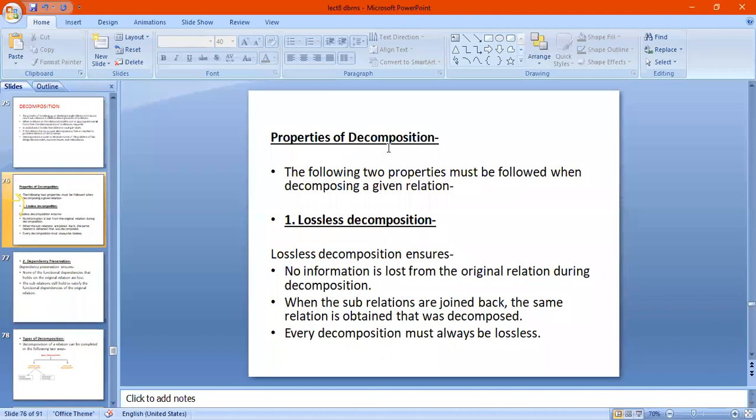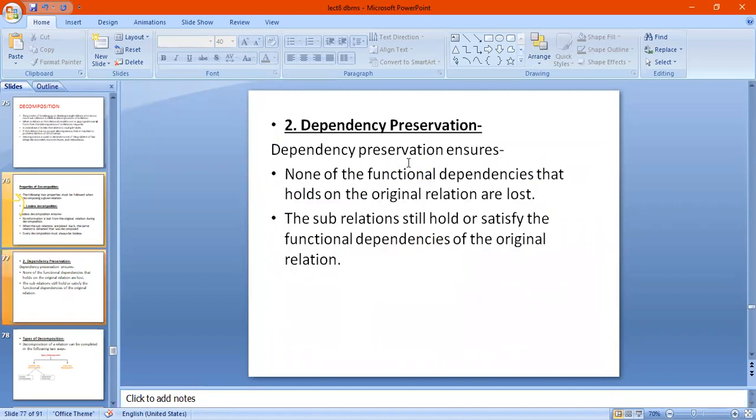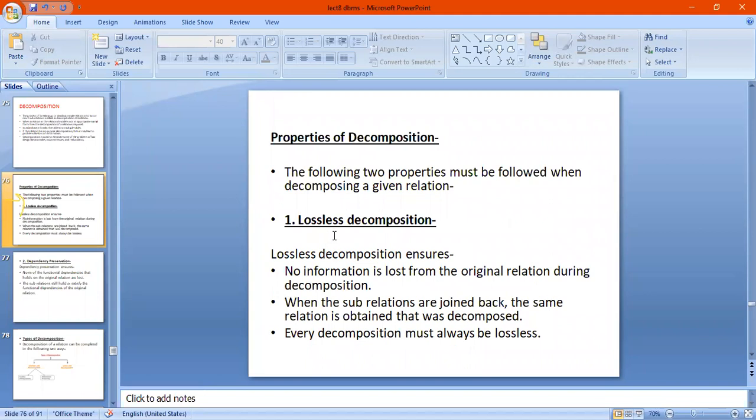Next, the properties of decomposition. The following two properties must be followed when decomposing a given relation: lossless decomposition and dependency preservation. So let's see lossless decomposition. Lossless decomposition ensures no information is lost from the original relation during decomposition. When the sub-relations are joined back, the same relation that was decomposed is obtained. Every decomposition must always be lossless.